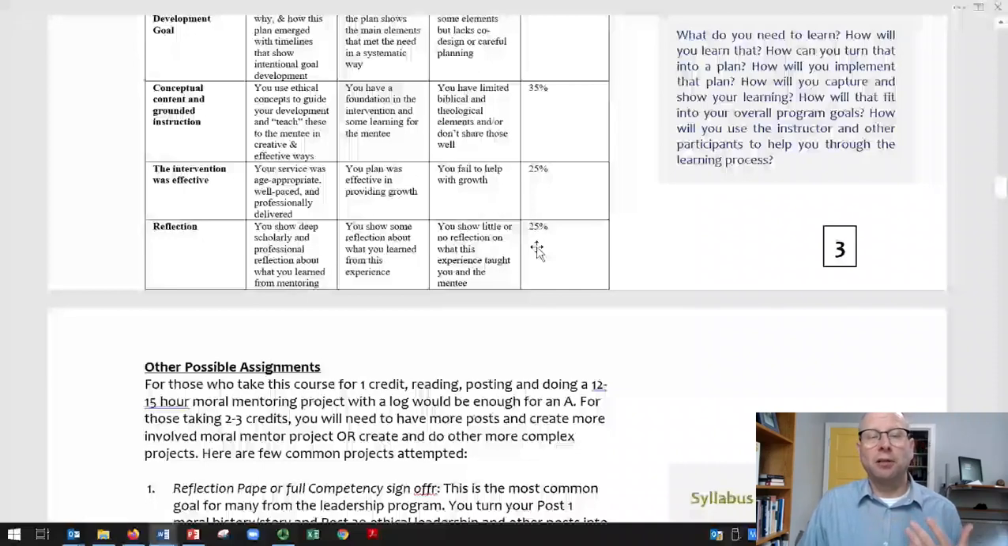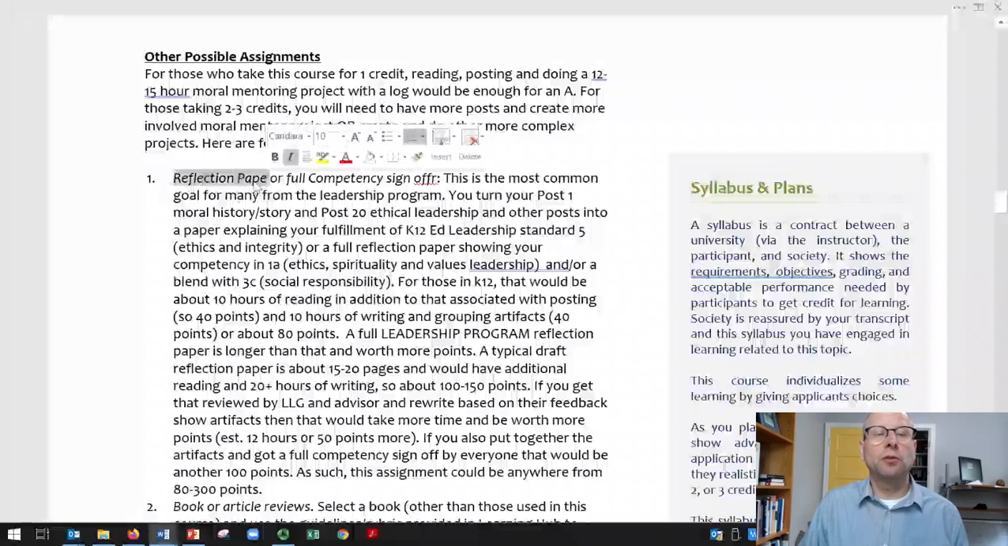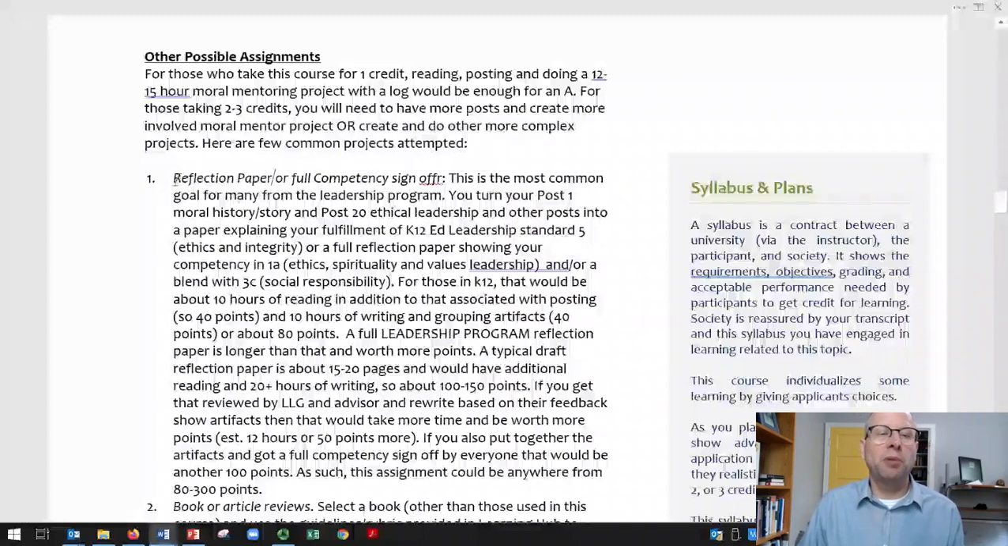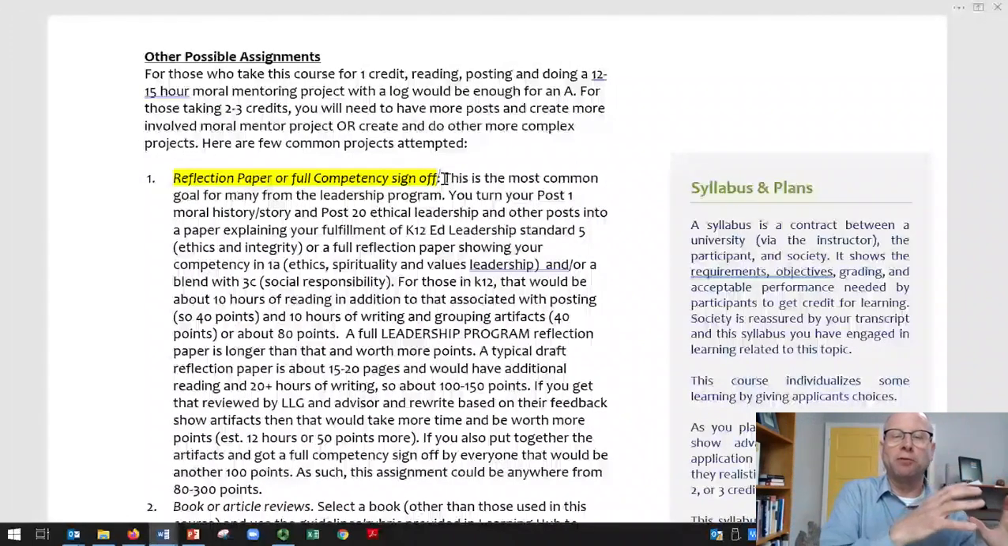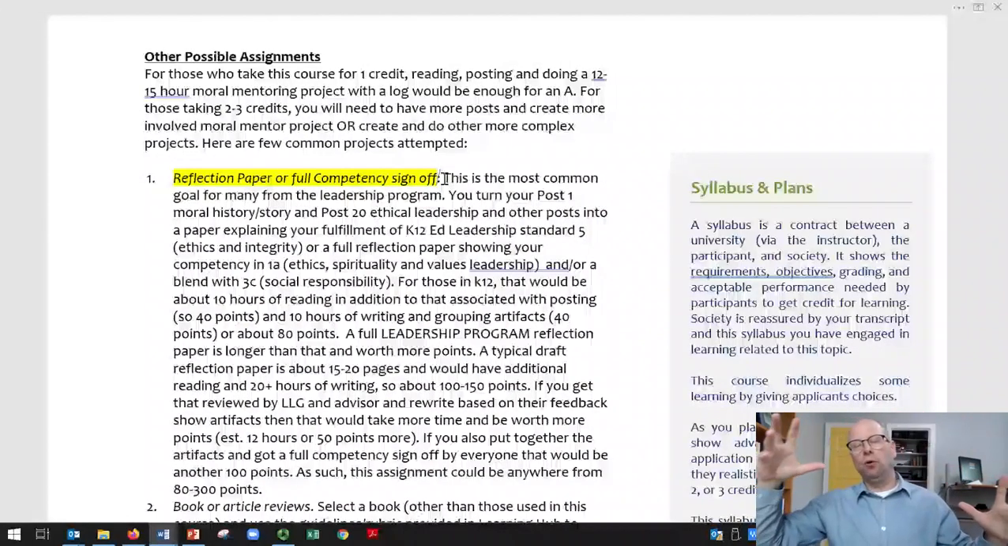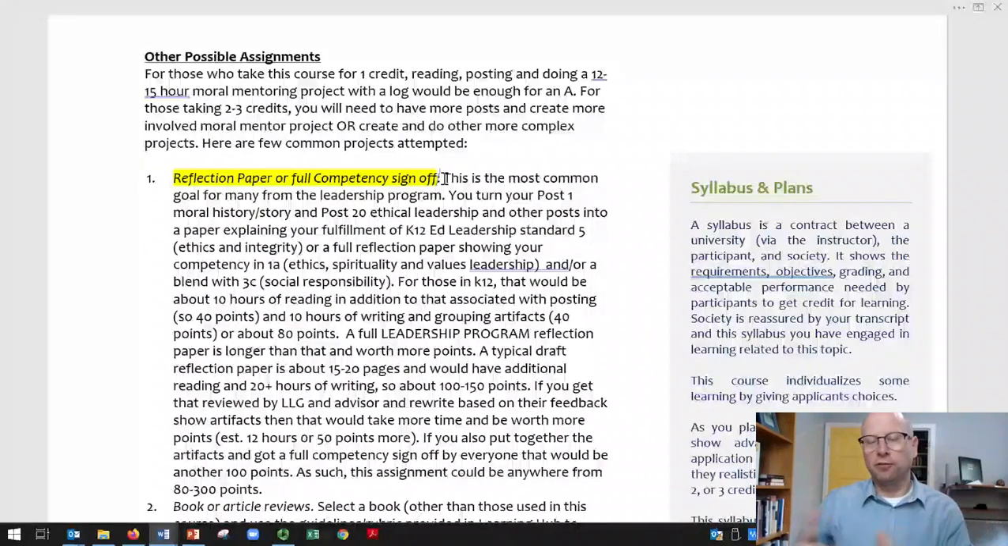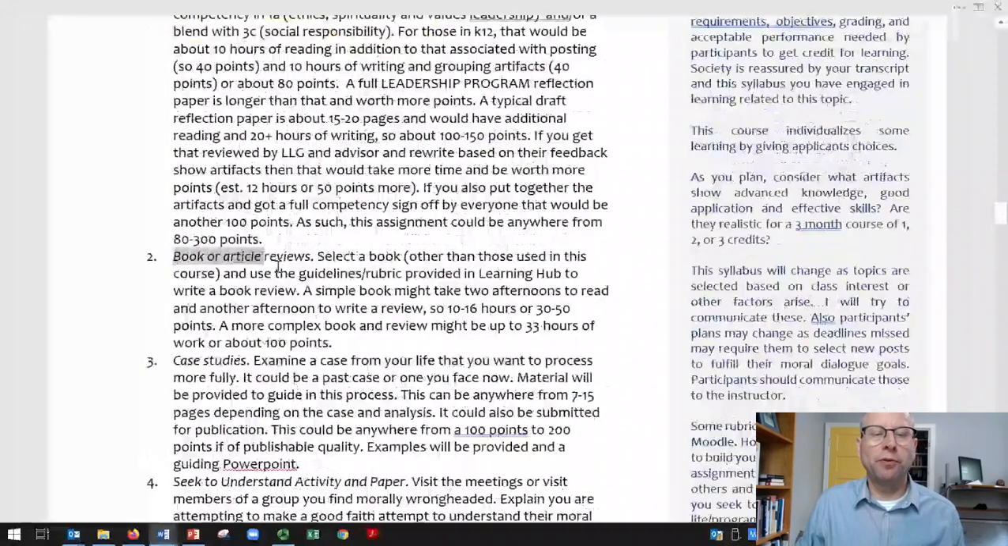Other possibilities are limitless. The most popular one is, of course, the reflection paper. The reflection paper, or a full competency sign-off, is also possible. Full competency especially means gathering artifacts and getting sign-offs for those in the leadership program. So depending on how much you make of this, it could be anywhere from a 50-point simple paper for K-12, or a more complex paper with full sign-off for leadership, up to 300 points even. Lots of hours of work. And so it's a good time to do it. Get that done. Get it handled right now. Other things I've seen are book and article reviews, case studies.